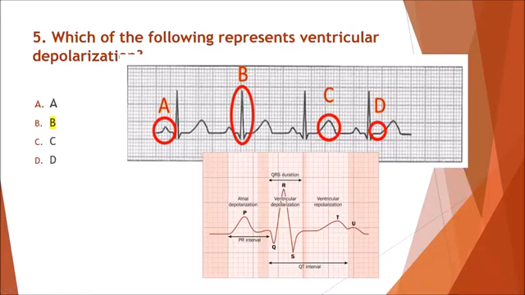Right, and in this case, the answer is B, ventricular depolarization. And depolarization is the same as contraction, right? And where do we see that contraction? That systole, well, that's going to be on the big QRS complex, which in this case is letter B.